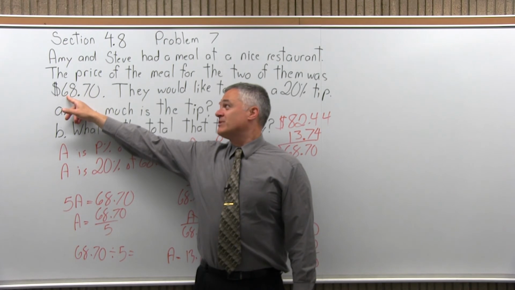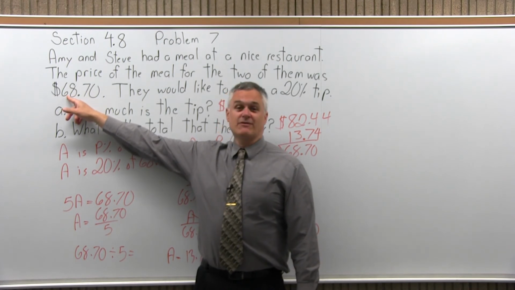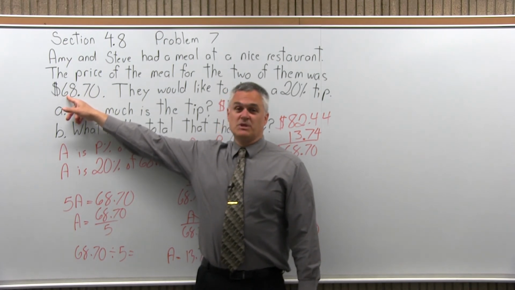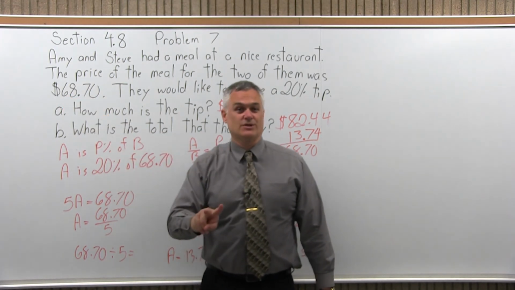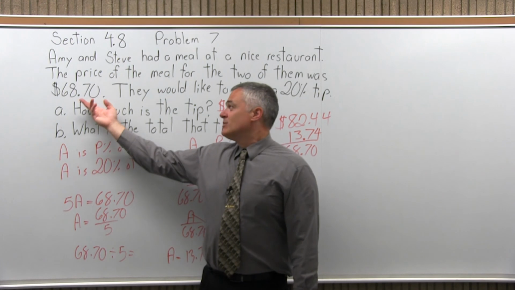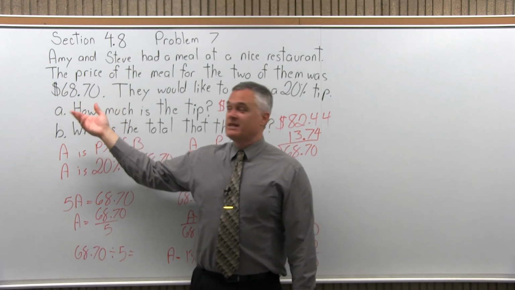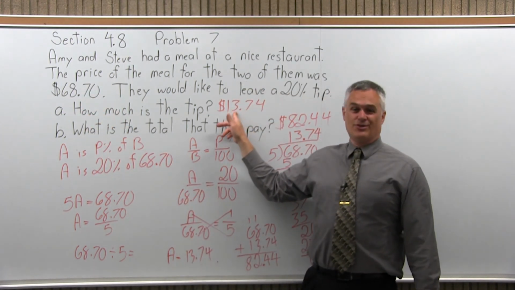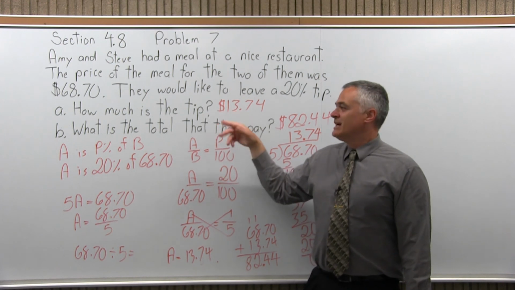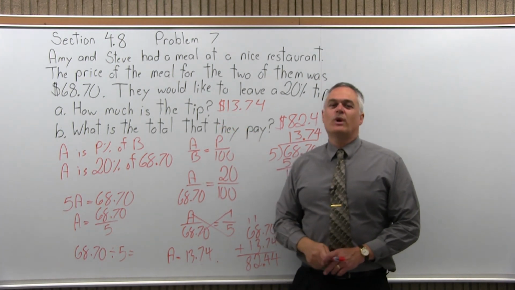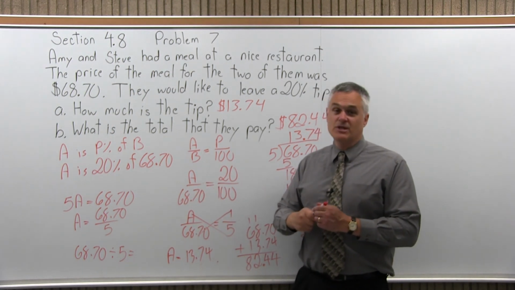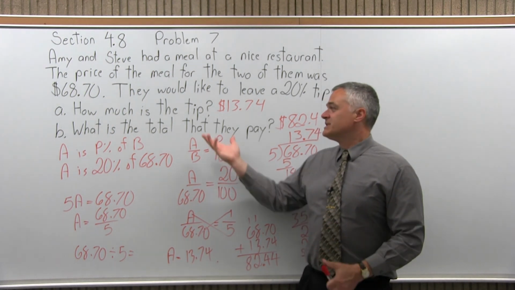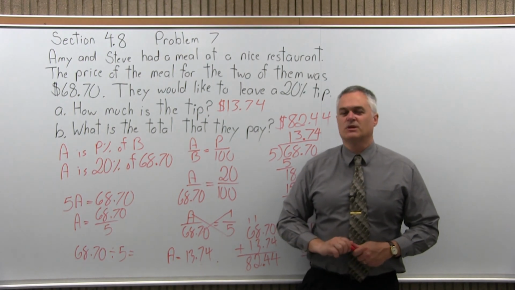So 68.70 becomes 6.87. So a 10% tip would be $6.87. So if you want a 20% tip, you want two of those. So 6.87 plus another 6.87 comes out to exactly $13.74. That's a nice quick way of making a 20% tip without all the calculation. You get the same answer both ways, but this is something you have to do often enough. It's good to be able to do it quickly.